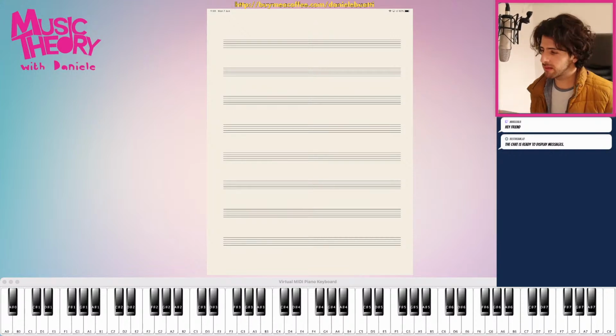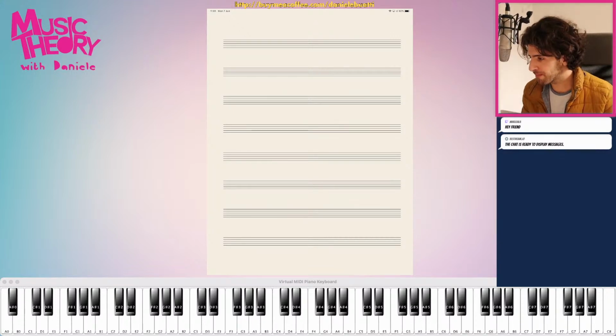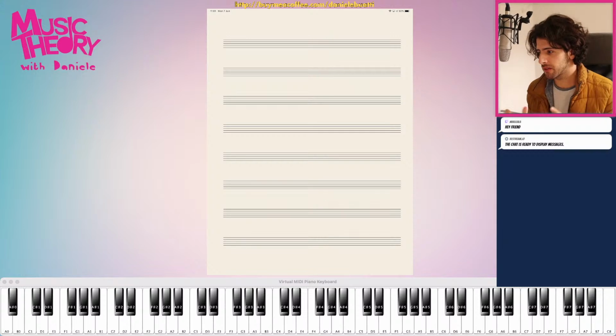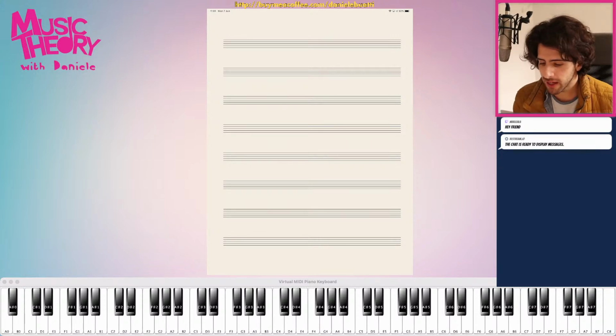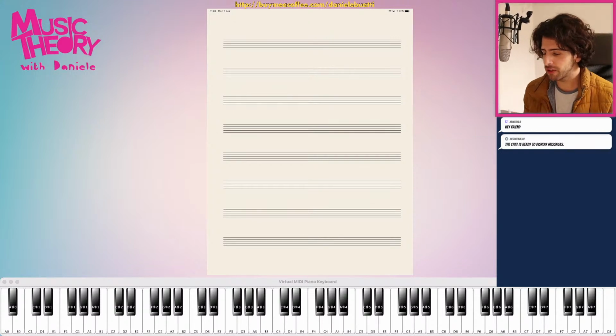There are seven letters: A, B, C, D, E, F, G, and there are of course variations on those letters, which we'll learn in a moment. They just keep cycling around, okay? So after G will come A, and so on and so forth.